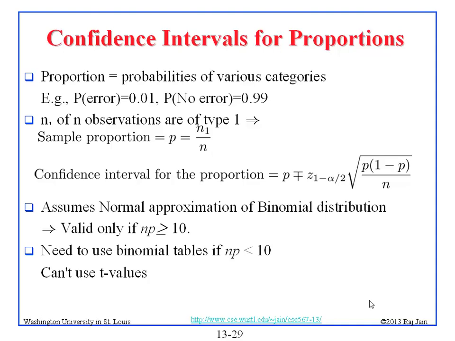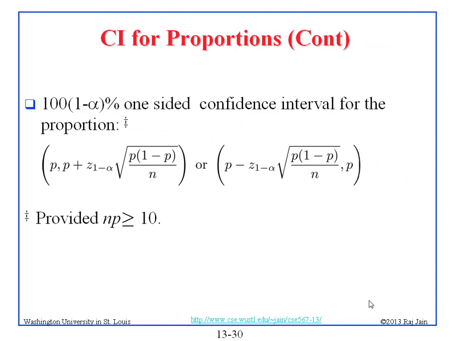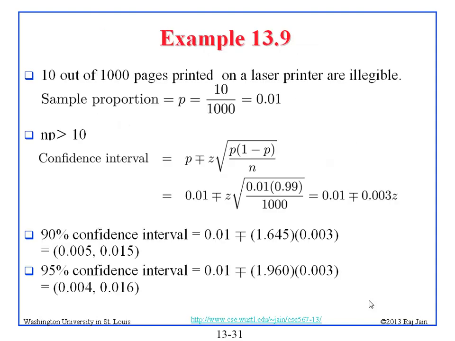We can always use binomial. But if it is less than 10, then basically you need to use the real binomial tables. Don't use the t-values. So basically the one-sided confidence interval would be either this, which means either plus or minus. So we start from p and go to plus, or start from p minus and go to p, provided np is greater than 10. So here's an example.